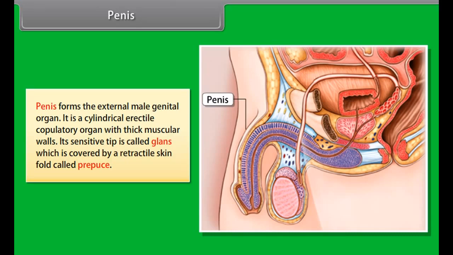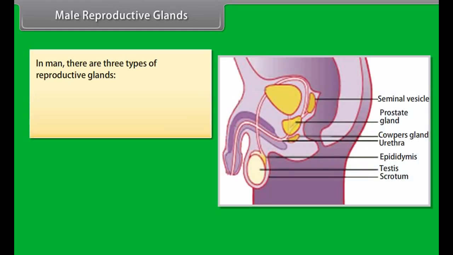Urethra. Urethra is also a long, narrow and tubular structure. It is formed by the joining of ejaculatory duct and duct from urinary bladder, so it carries both sperms and urine, and is also commonly called urinogenital canal. It passes through the penis and opens at its tip.